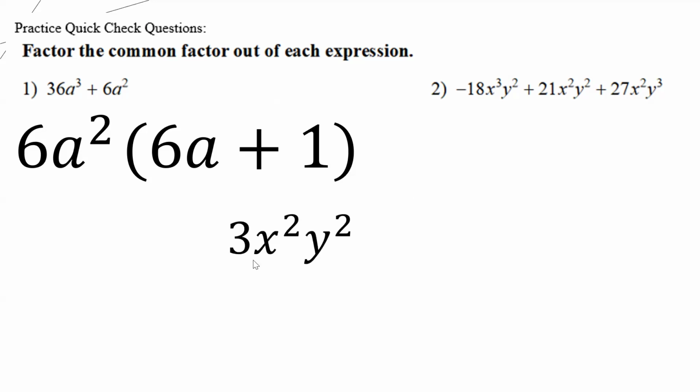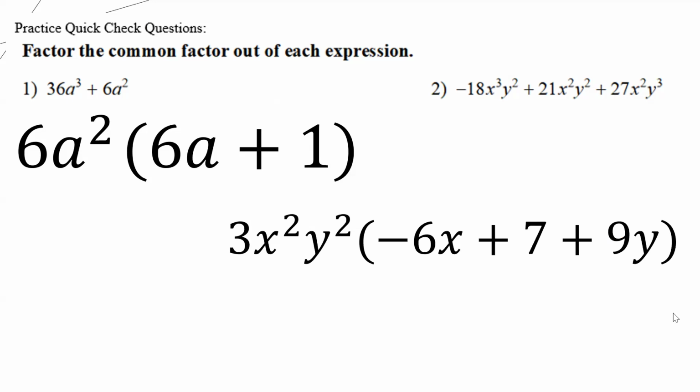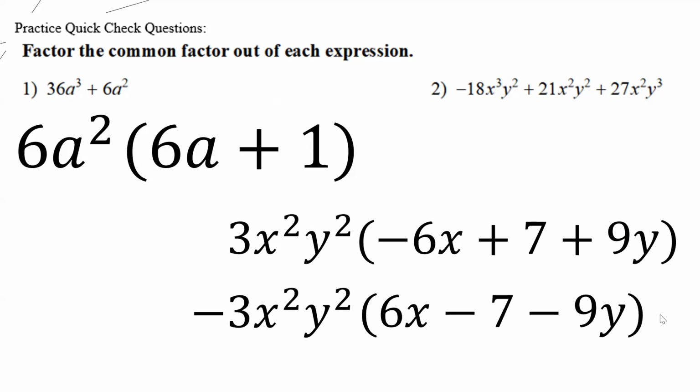Number 2, taking out a 3x squared y squared, dividing each of those out would look like that. Now, if you did do the negative, there's the negative case, and then that would be your answer in between. Both of those are the exact same answer. You don't need both, you just need one.